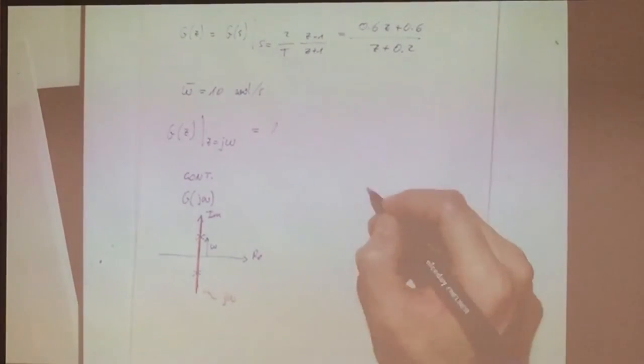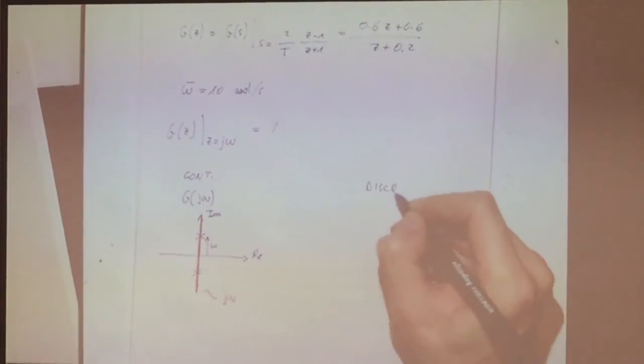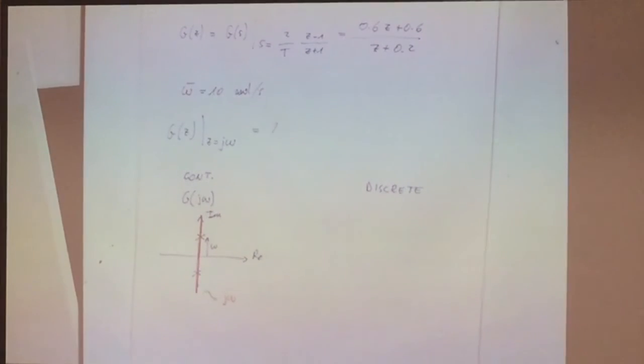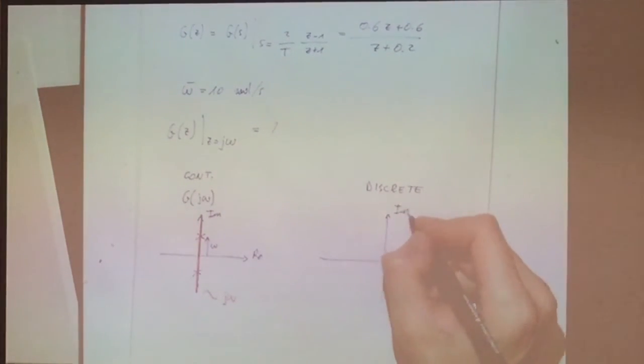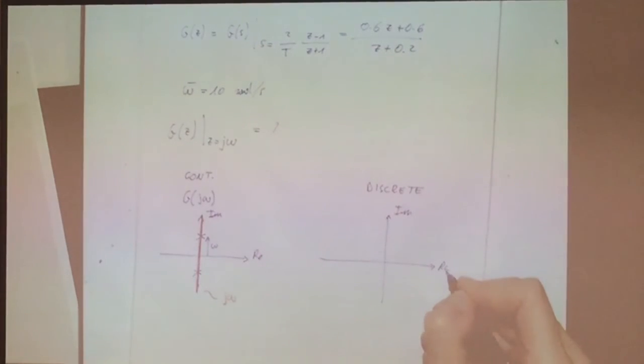Let's see what happens now in discrete. Again, you have the imaginary axis and the real axis.